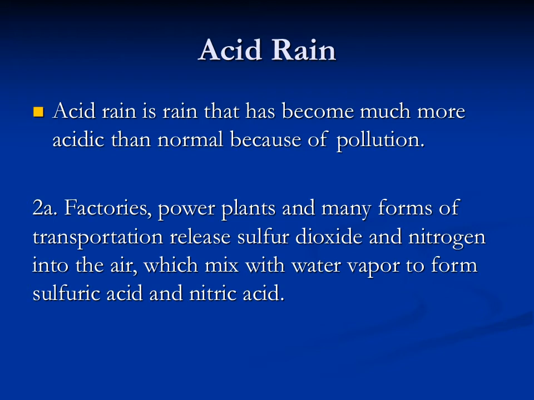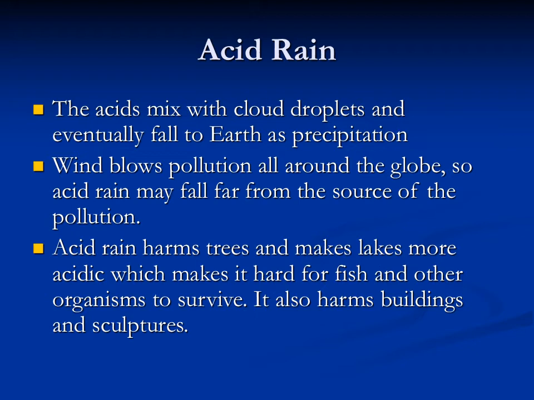Okay, so acid rain. Acid rain is rain that's become much more acidic than normal because of pollution. Factories, power plants, and lots of different kinds of transportation release what's called sulfur dioxide, which is a compound, and nitrogen into the air. Those mix with the water vapor that's already in the air and form some really bad acids called sulfuric acid and nitric acid. These acids mix with cloud droplets and then eventually fall to Earth as precipitation.